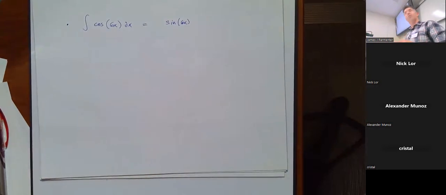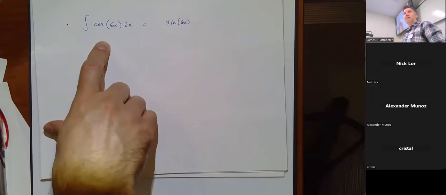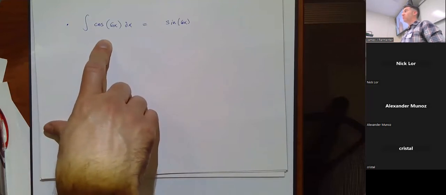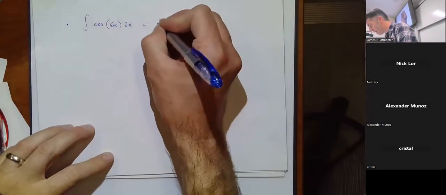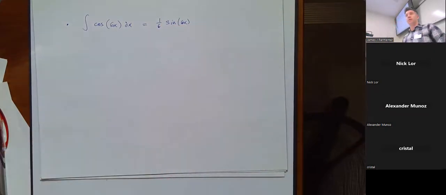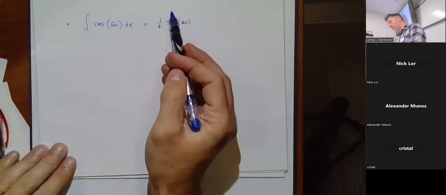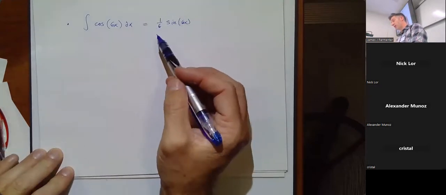Let me ask you all, what's the derivative of sine of 6x? Or think about it at least. The derivative of sine of 6x would be cosine of 6x times 6. But I don't have a times 6 in the thing I'm antidifferentiating. So to account for that or adjust for that, I'm going to divide by 6 or multiply by 1/6. Because now if you take the derivative of this, you're going to get 1/6.